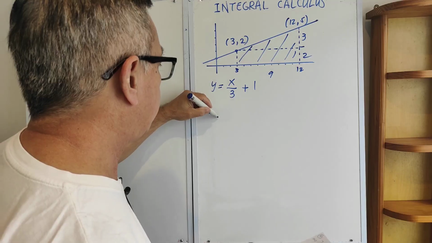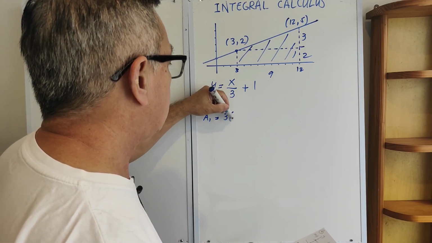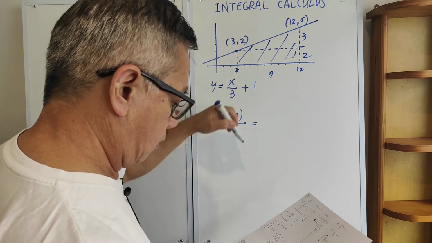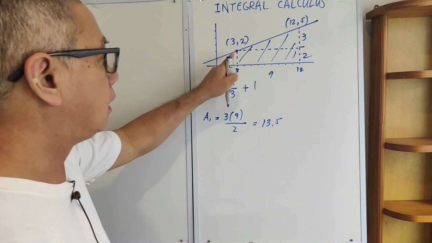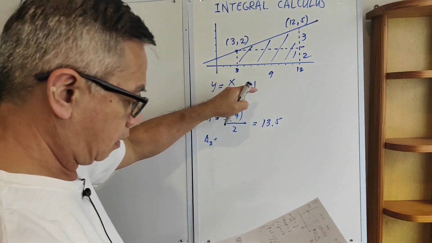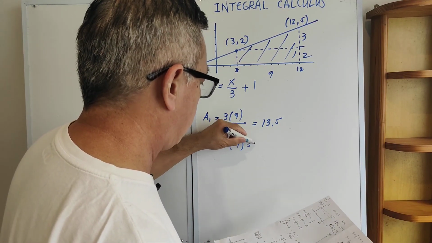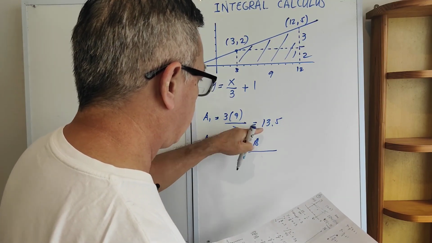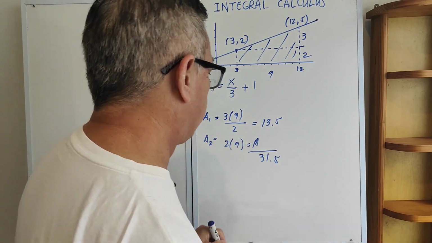So the area, first, area 1 is 3 times 9, since it's a triangle, divided by 2. That is 13.5. Now the area of the rectangle would be 2 times 9, which is 18. If you add this one and this one, the total is 31.5.